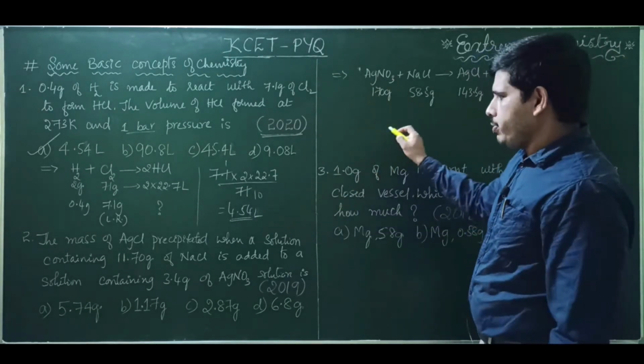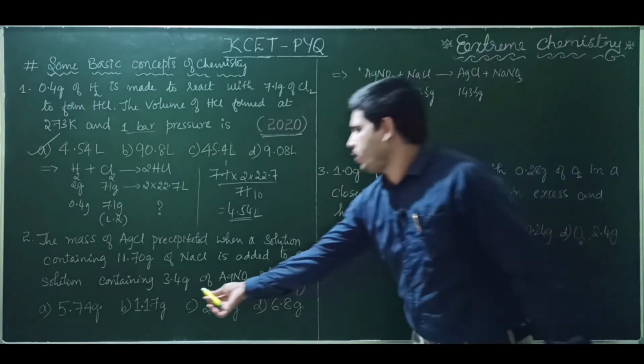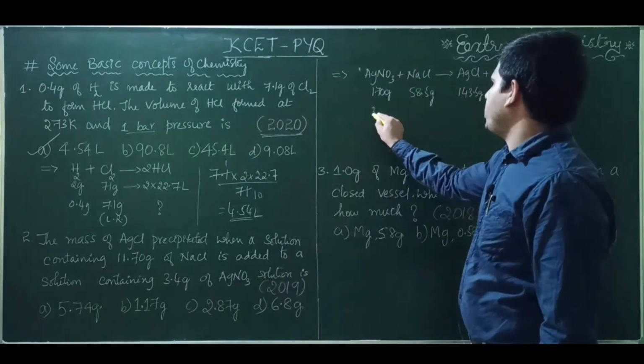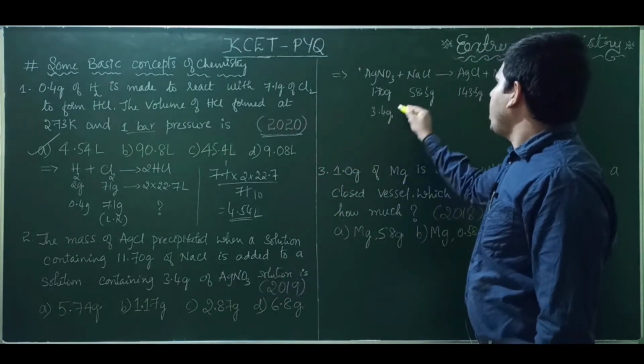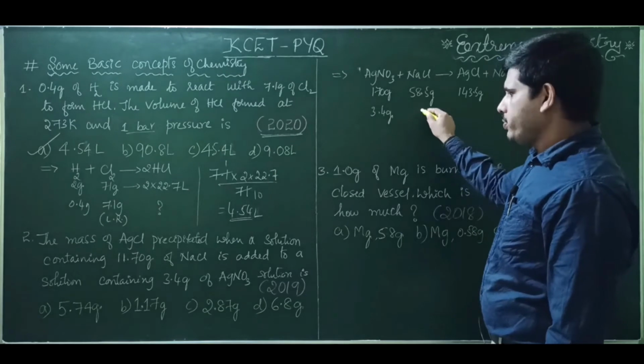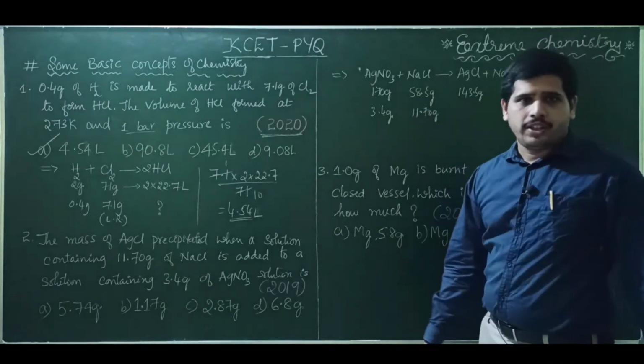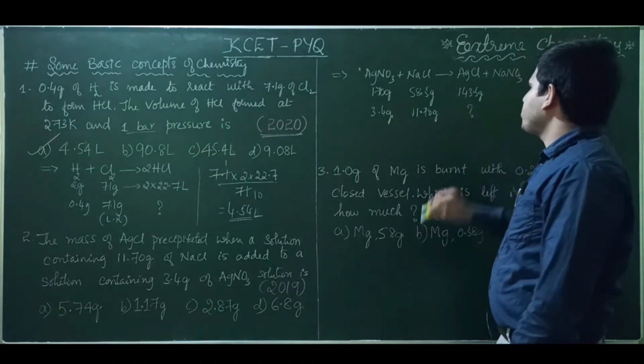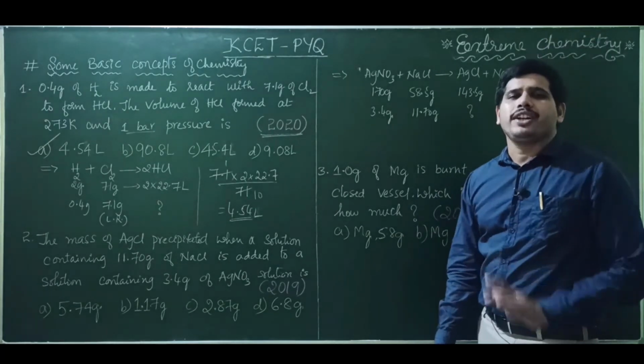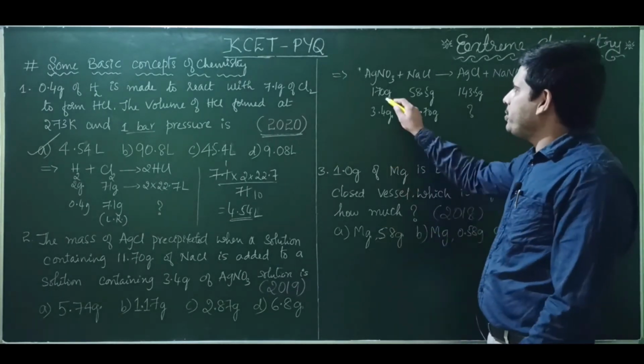Now write down the given amounts. It is 3.4 gram of AgNO3, so let me write it, 3.4 gram, and that of sodium chloride is 11.7. Are you getting it? What is the AgCl produced? The question again: find out the limiting reactant first. So what is the limiting reactant?